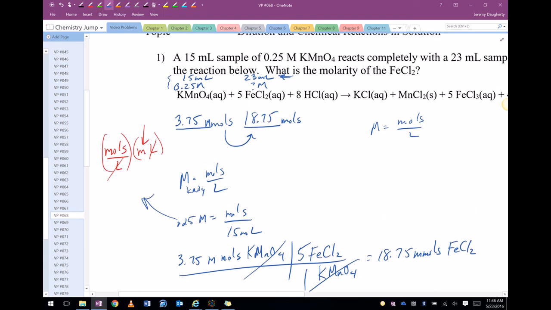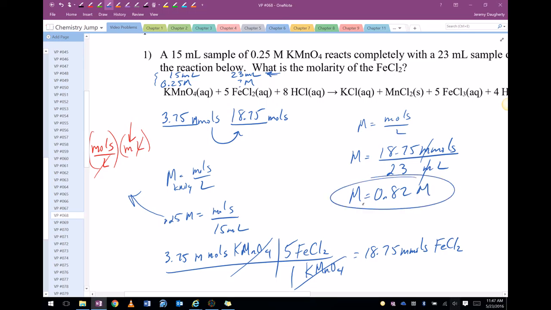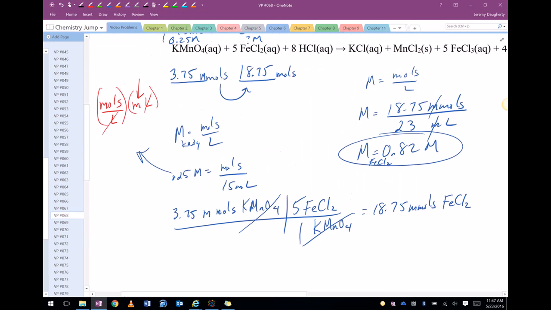If I want, I can convert that to moles, but I'm not going to, and here's why. I'm going to take 18.75 millimoles, and I'm going to divide it by my 23 milliliters. So millis cancel out. That's moles per liter, which is molarity. So I get a value of 0.815. Let's go to 2 sig fig, so 0.82. So that's the molarity of FeCl2. Okay? There you go. An example problem of reaction stoichiometry.